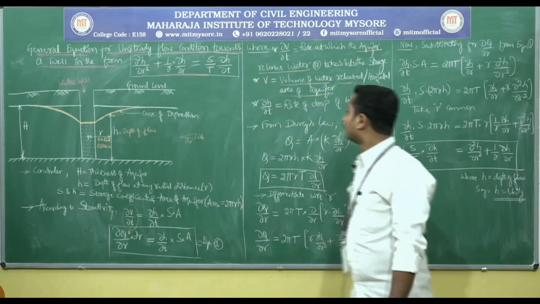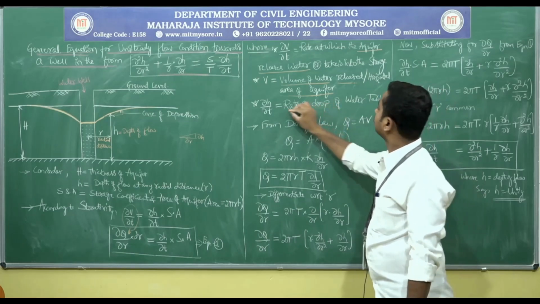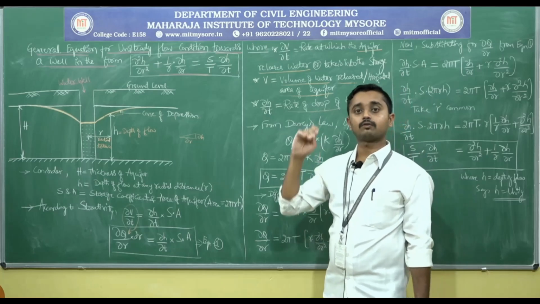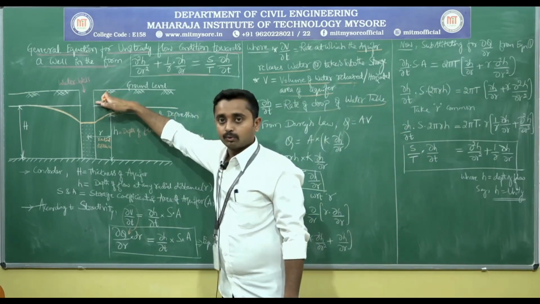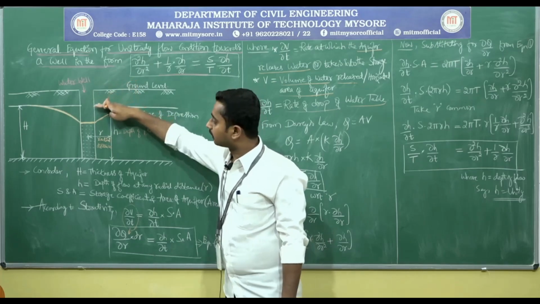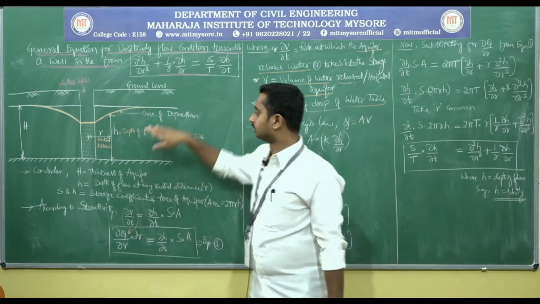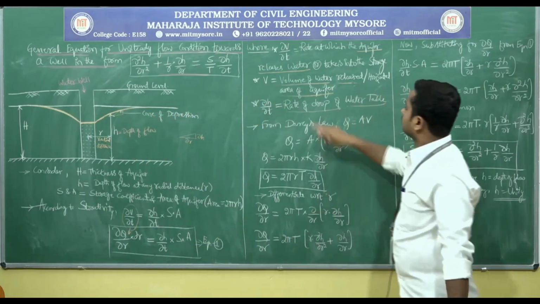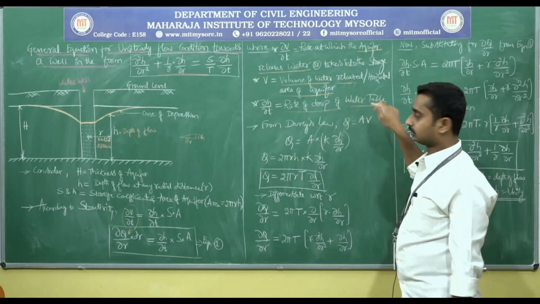Dou h by dou t is nothing but rate of drop of water level. Initially the water level is here. When the pumping starts, water level slowly decreases. So this is the cone of depression. This indicates drawdown. Rate of drop of water level, water table.